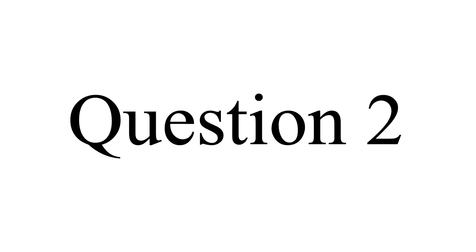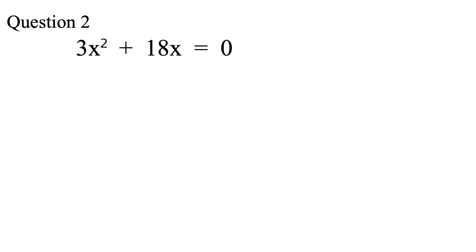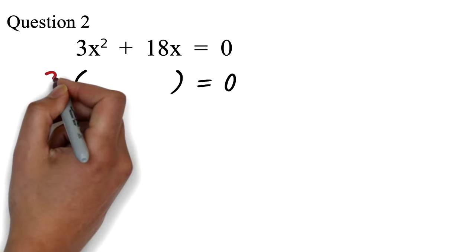Question 2. 3x squared plus 18x equals 0. Solve the quadratic equation by factoring. This is similar to what we just looked at. You can try it out first. We want to bring the GCF outside the parentheses and the uncommon things inside the parenthesis. For the 3 and 18, the biggest number that can divide both without a remainder is 3. We will bring it out.